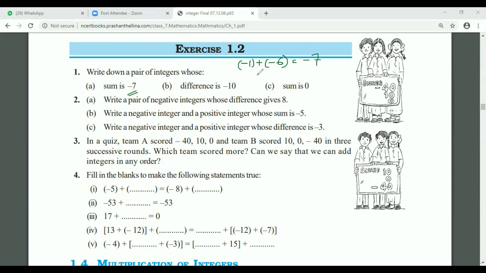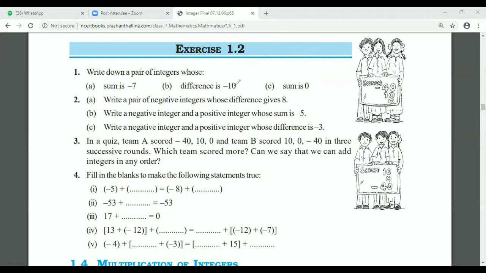Then you can write infinite number of examples here. You can write 3 minus 10 is equal to -7. You can write this as 3 plus -10. This also will give -7. So there are infinite number of different answers possible. -1 and -6 is a possible answer. +3 and -10 is another possible answer. Like that, there are infinite number of possible answers.